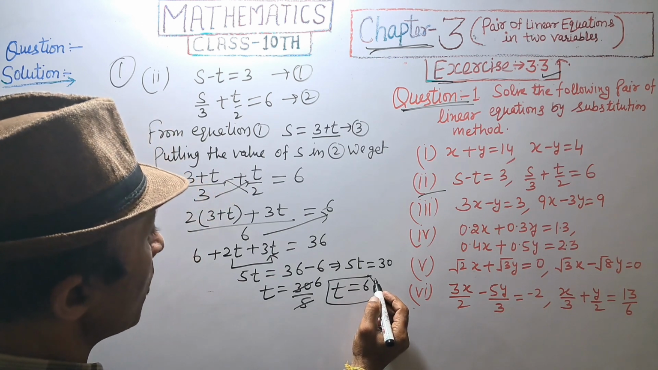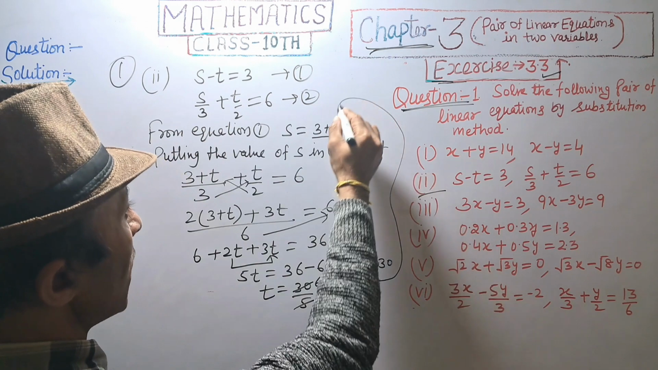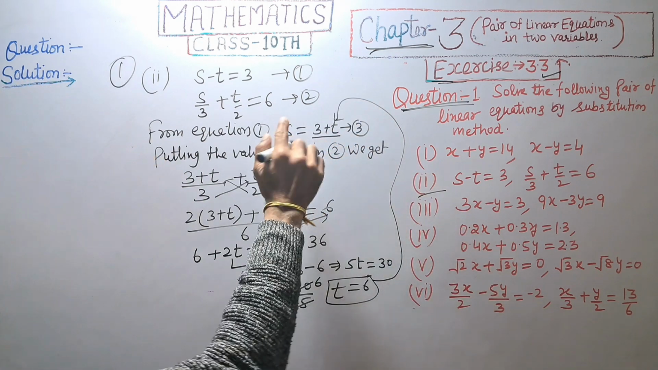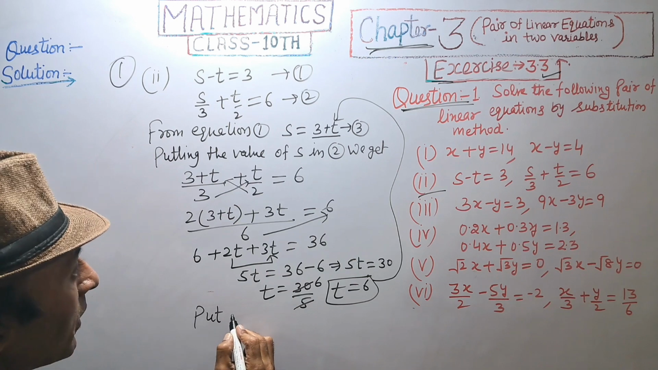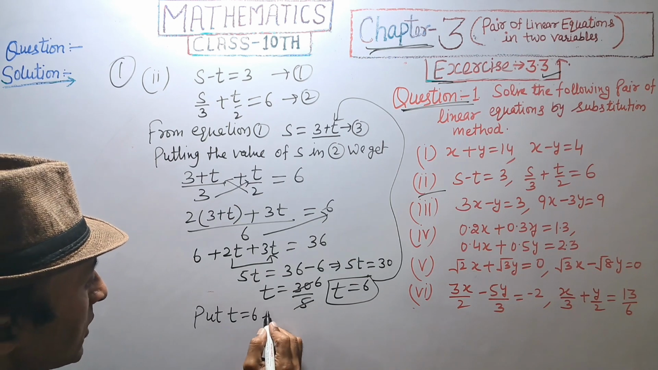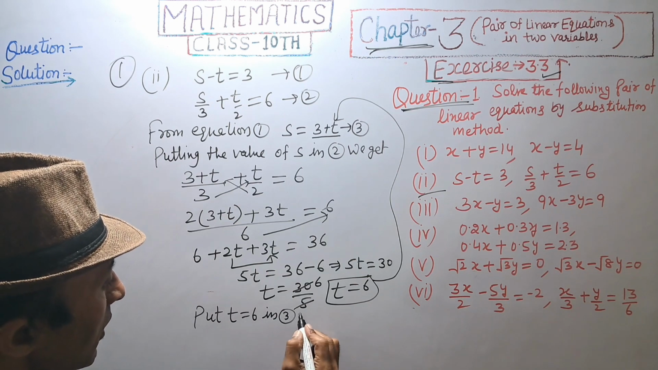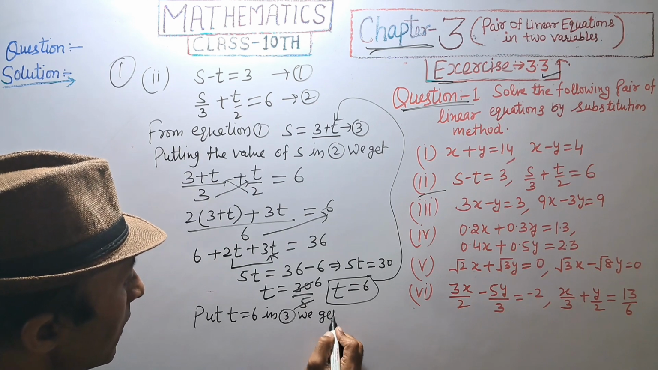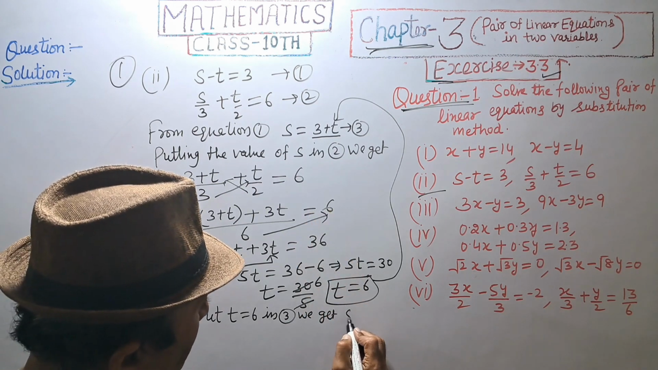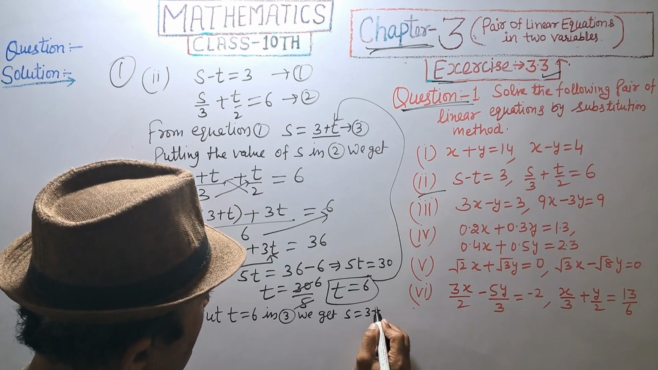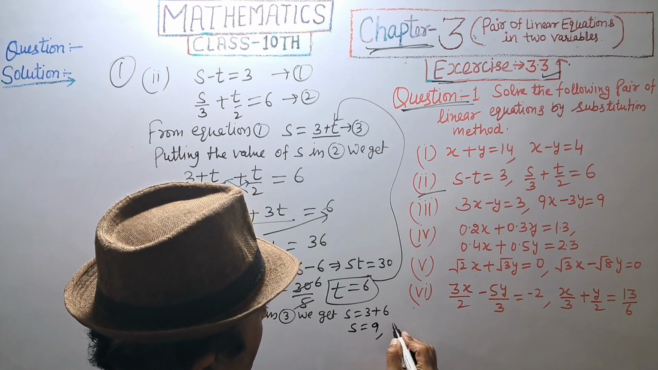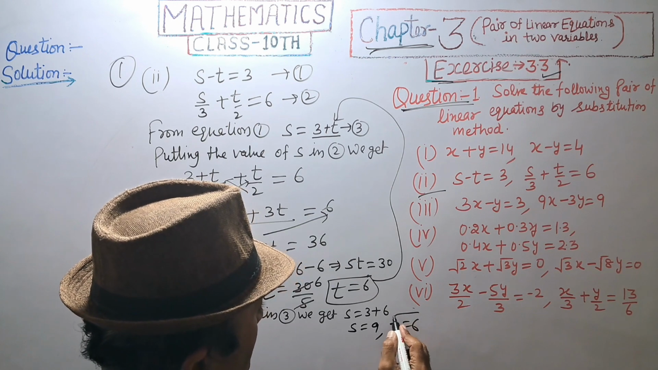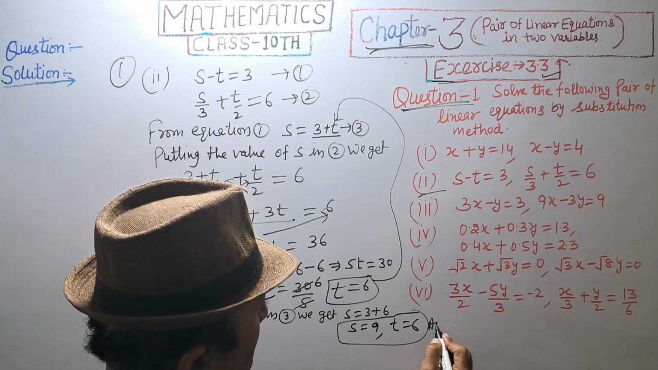And putting the value of t in equation number 3rd, we get the value of s. Put t is equal to 6 in 3rd, we get s is equal to 3 plus 6, so s is equal to 9 and t is equal to 6. Answer.